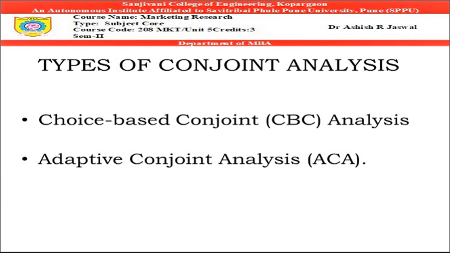There are basically two types of conjoint analysis, as given on the slide. The first is choice based conjoint analysis, which is called CBC, and the second is adaptive conjoint analysis, which is called ACA. Let us try to understand what is a choice based conjoint analysis.